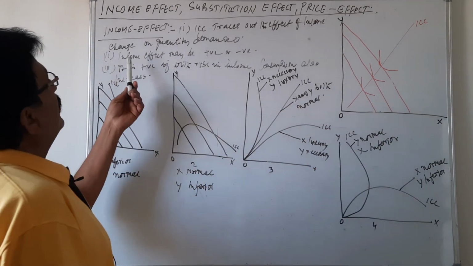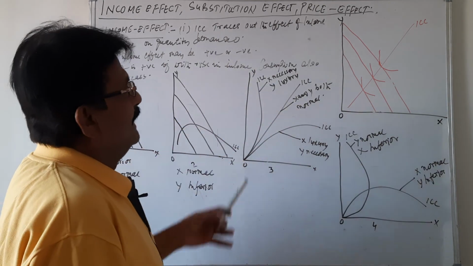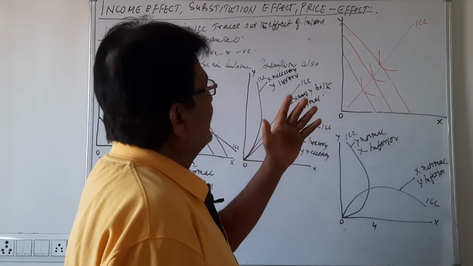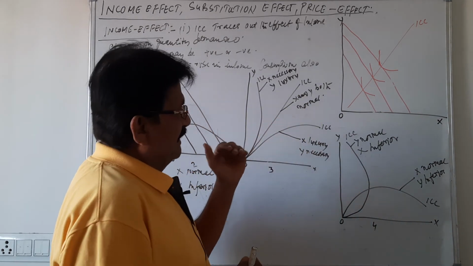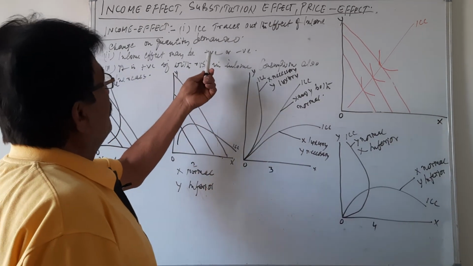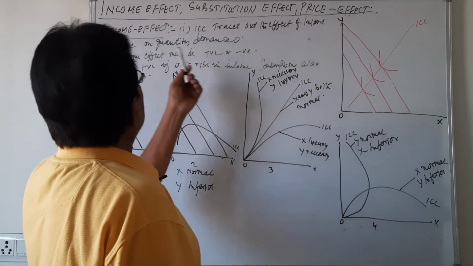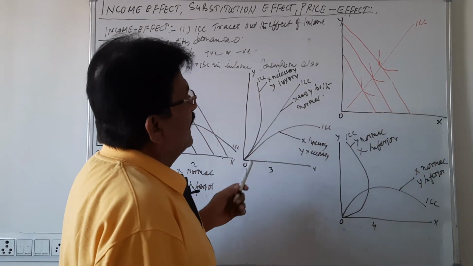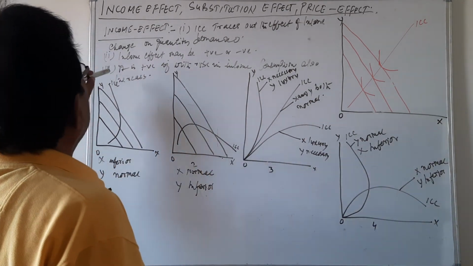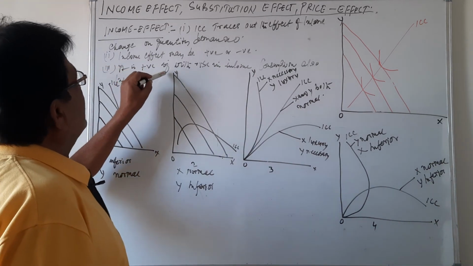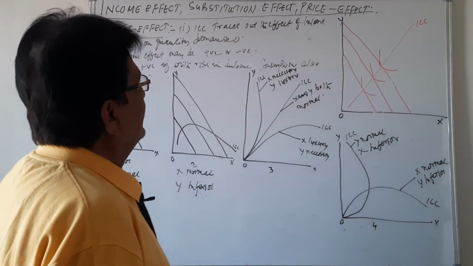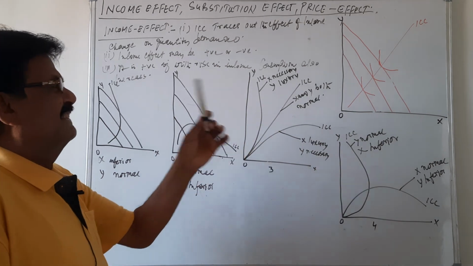Secondly, the income effect may be positive or negative. Income effect is positive if with the rise in income, consumption of that good increases. Income effect is negative when with the rise in income, the consumption of the good decreases. So when the income effect is positive, goods are normal, and when the income effect is negative, goods are inferior. So this is how we differentiate between normal and inferior goods. Now we have various shapes of ICC.